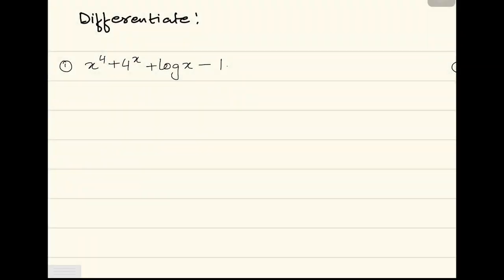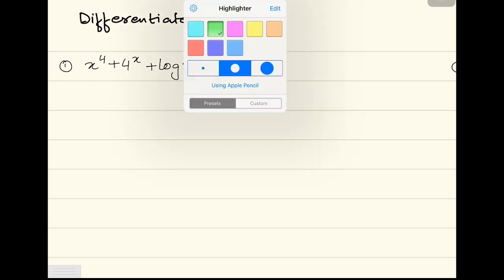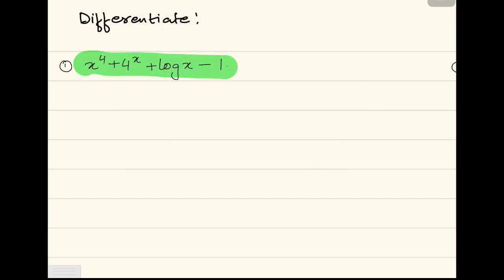Now we are going to start with some basic differentiation sums, and the first one is: differentiate x to the power of 4 plus 4 to the power of x plus log x minus 1. So let's start. How do you differentiate? First we need to apply the operator. So d/dx of x to the power 4 plus 4 to the power x plus log x minus 1.